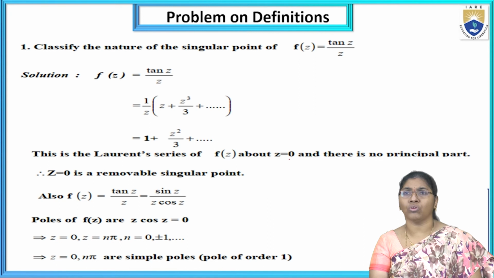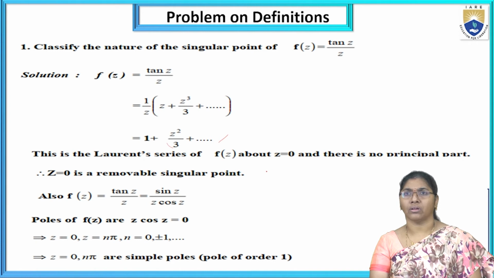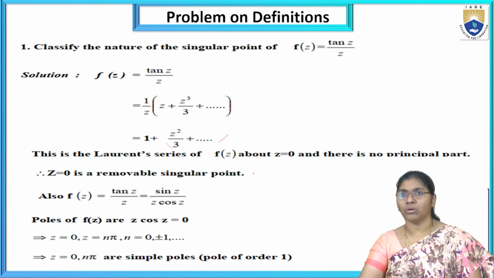About z equal to 0, there is no principal part. Only we get 1. Therefore, z equal to 0 is an immovable singular point. An immovable singular point means the principal part we are removing. In singular points, 3 types are there. Whichever satisfies this condition, there we are applying the singular point.